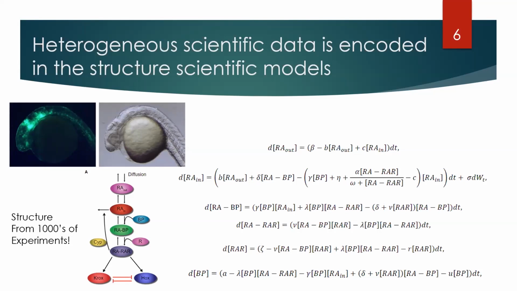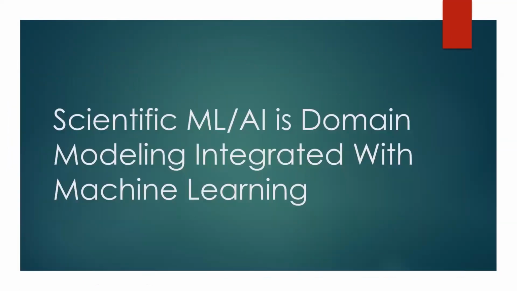These are the things that we're able to verify. And so the real question becomes, how can you use scientific models as your data within a machine learning type of framework? How can you use this to augment the data that you can get? So scientific machine learning is domain modeling integrated with machine learning.